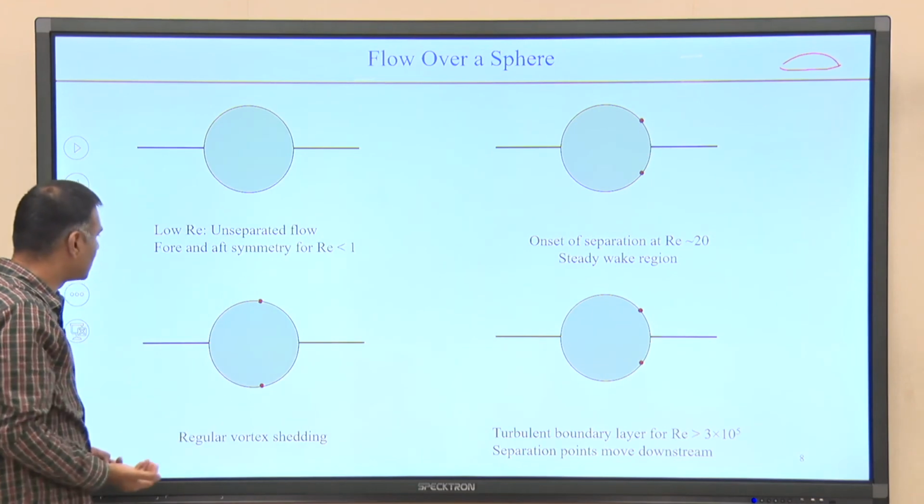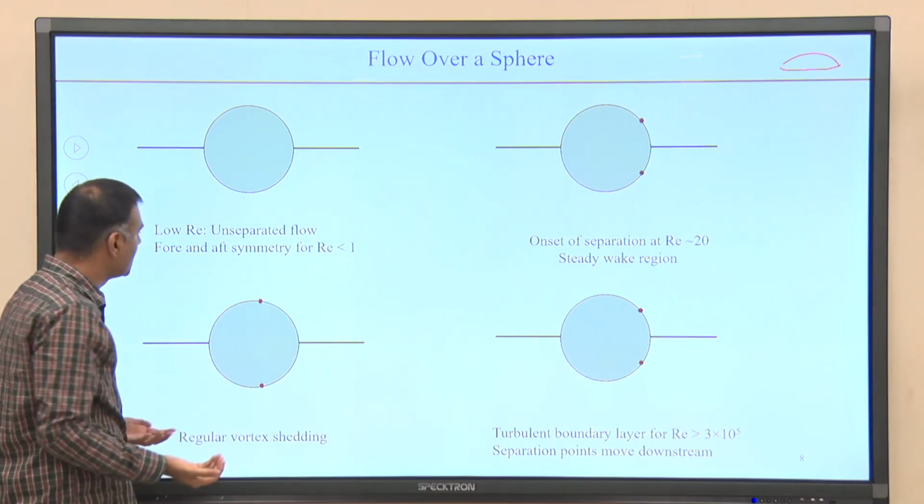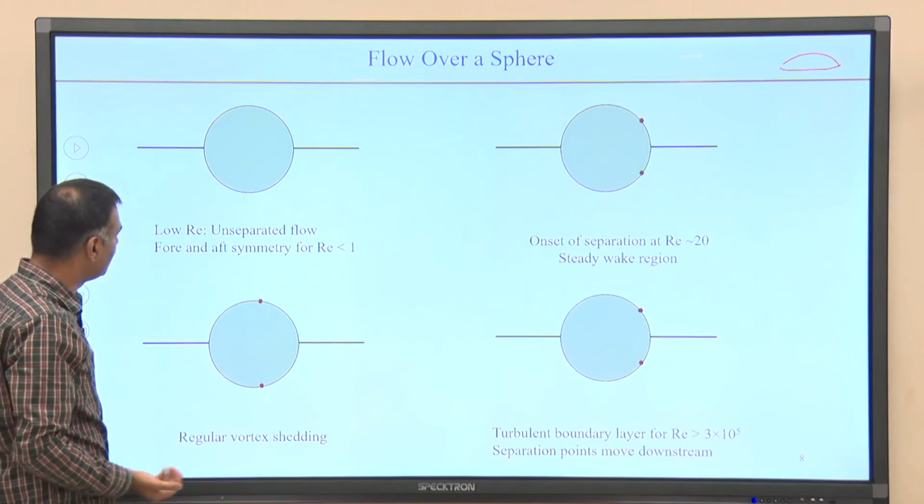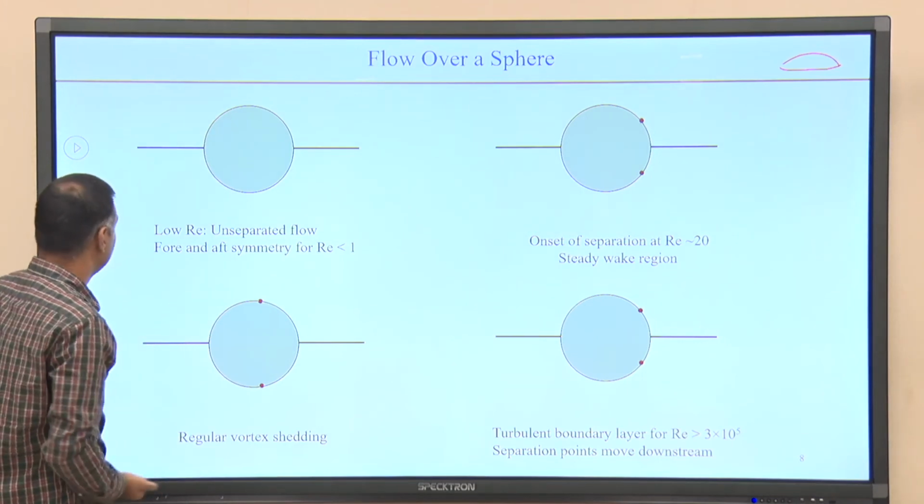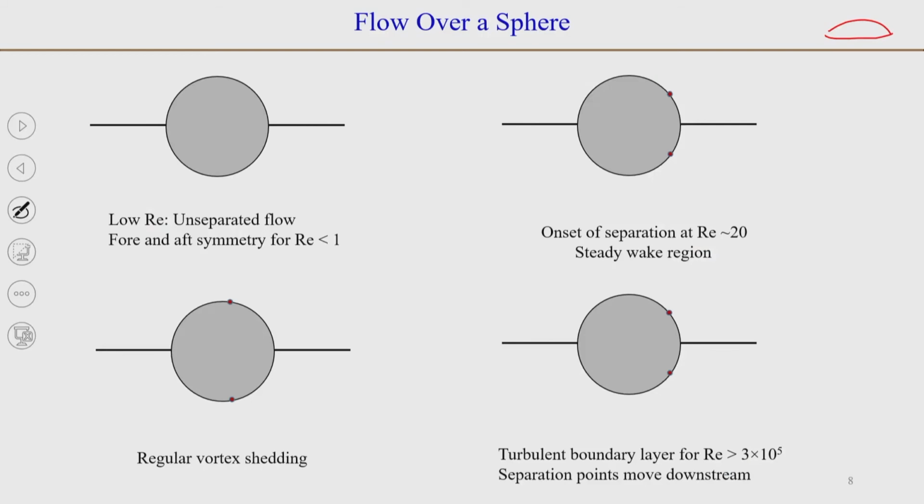We have seen that when the flow is Stokes flow, the flow around a bubble or a sphere is symmetric. If the Reynolds number is less than 1, we will have attached flow, with symmetry about this line, fore and aft. At a slightly higher Reynolds number, greater than 1, this symmetry slightly breaks up, but the flow will remain attached.